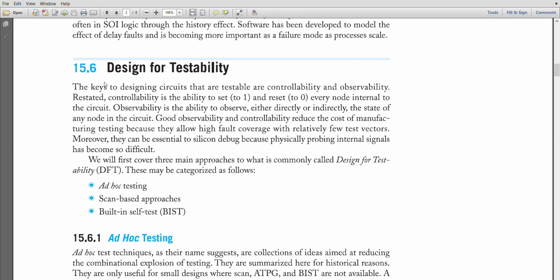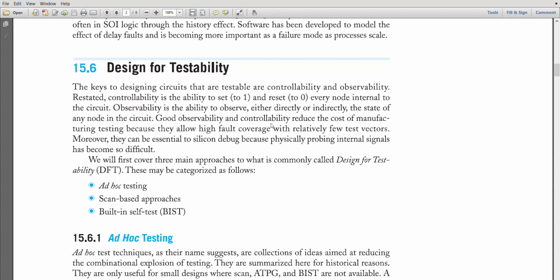The keys to designing circuits that are testable are controllability and observability. ओके, कंट्रोलेबिलिटी मतलब you can control the design, you can control the test sequence of the design, and at the same time you can observe them. So observability and controllability must be higher. Restated, controllability is the ability to set 1 and reset 0 every node internal to the circuit. Observability is the ability to observe, either directly or indirectly, the state of any node in the circuit.